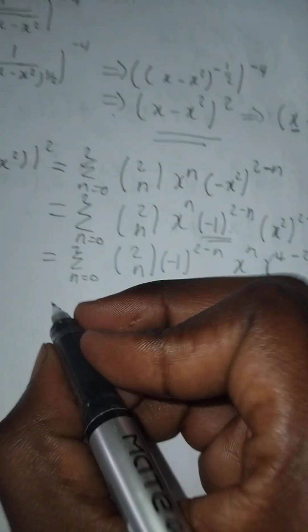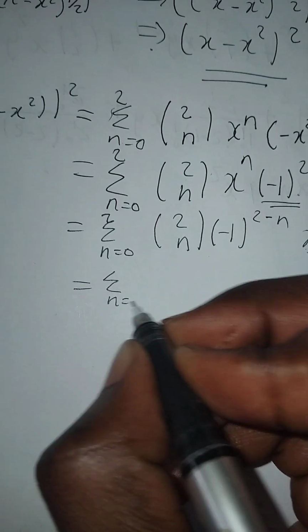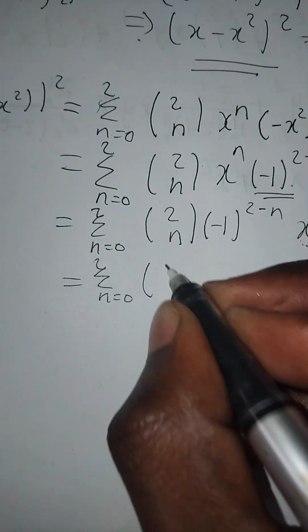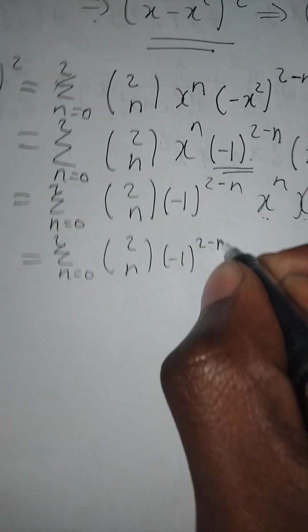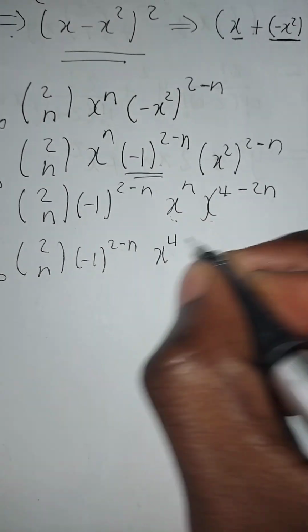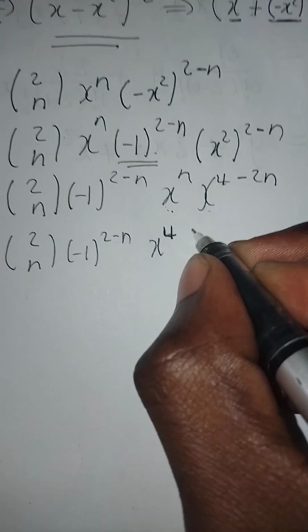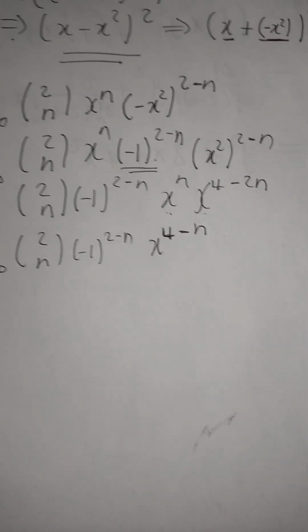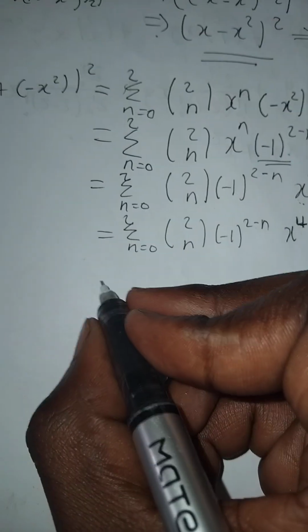We add the exponents. So that is going to give us the summation from n is 0 up to 2 of combination of 2 and n, then minus 1 to the power 2 minus n, then x to the power 4 minus n. Okay, n minus 2, and that is going to give us minus n. Now I can start expanding the thing.